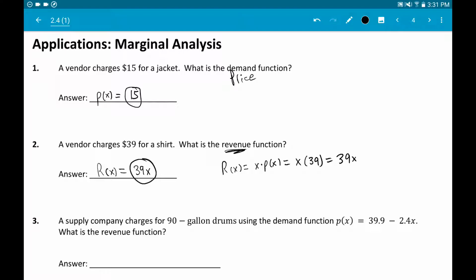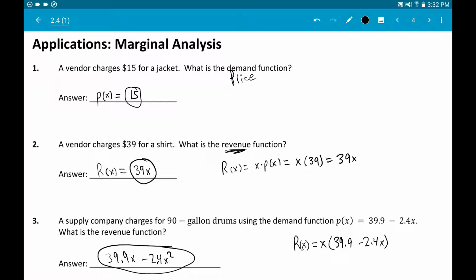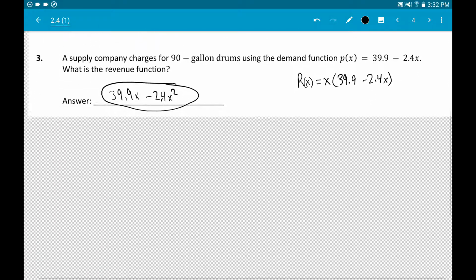All right, but anyway, it's still the same thing. Revenue is still going to be X times price, so all you've really got to do here is multiply that function by X. Okay. Go ahead and multiply that out. So we'd have 39.9x minus 2.4 x squared. Alright, let's scroll down here.